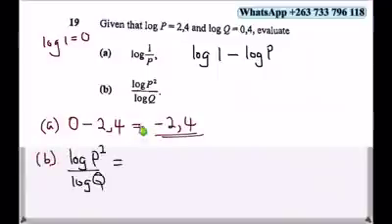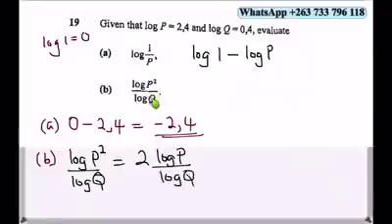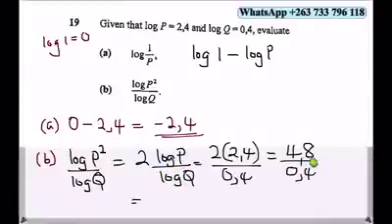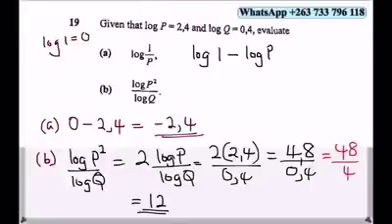Then on part b, log p squared over log q. By the third law of logs, this index must come here, so it becomes 2 log p over log q. So this 2 is going to multiply the value of log p, then we divide by the value of log q. So it's 2 times 2,4 divided by 0,4, so this is 4,8 divided by 0,4. Then multiply by 10 here, this becomes 48 over 4, 48 divided by 4, this is 12. So this was the final answer for part b.